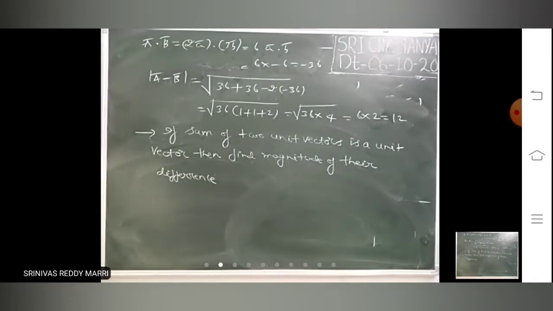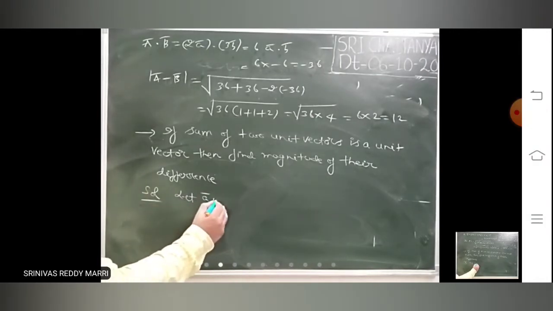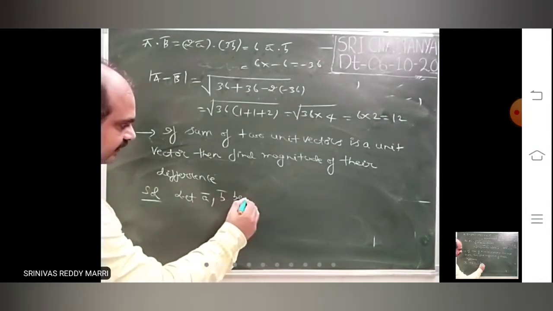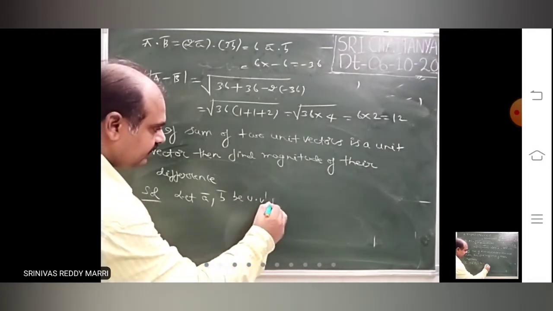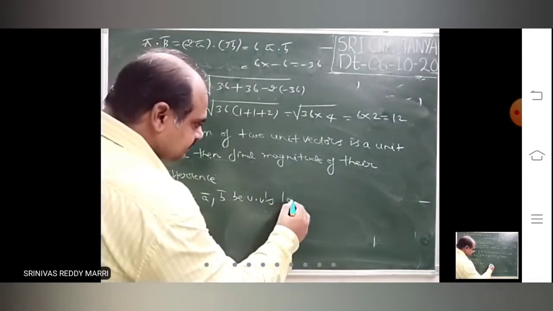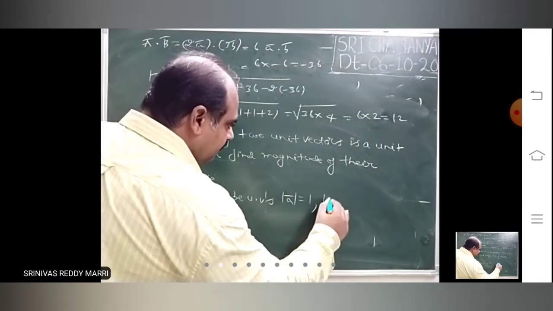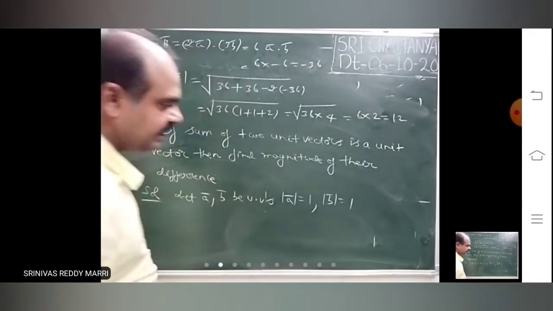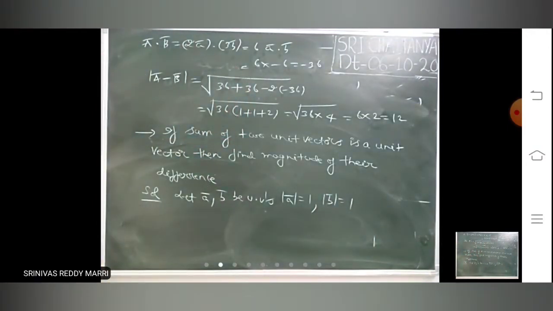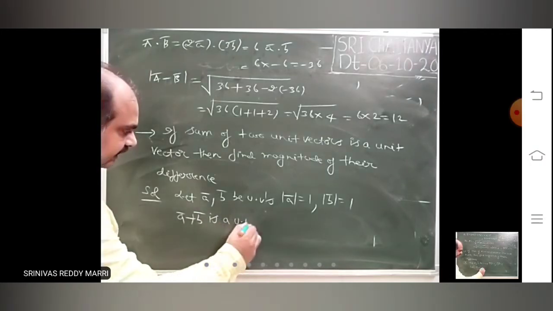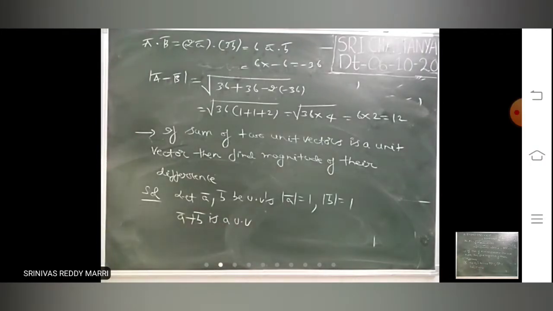Look at this, there are two unit vectors. Let us say A bar and B bar are unit vectors. That means modulus A bar equals 1, modulus B bar equals 1. He is telling that the sum of two unit vectors is also a unit vector.